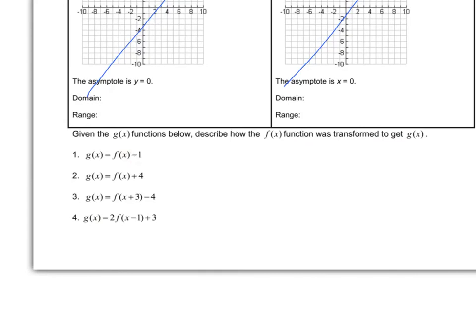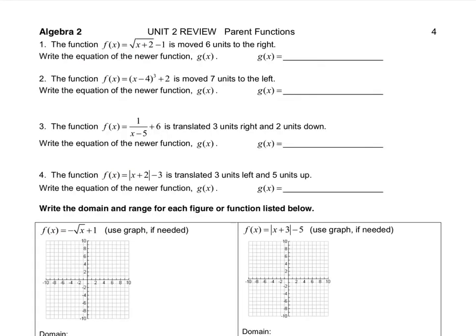This is going to be moving 1 down. This is 4 up. This is 3 to the left and 4 down. This is 1 to the right and 3 up. And the 2 means the graph is going to be vertically stretched. Now let's move on to the last page.